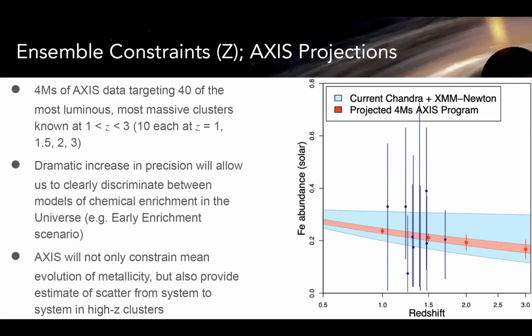Yes, so I will say one of the typical results we're getting from lower redshift is that outskirt metallicity is azimuthally consistent.